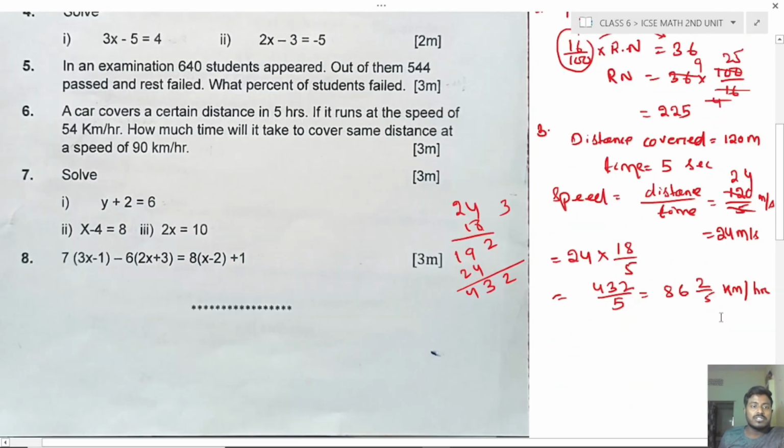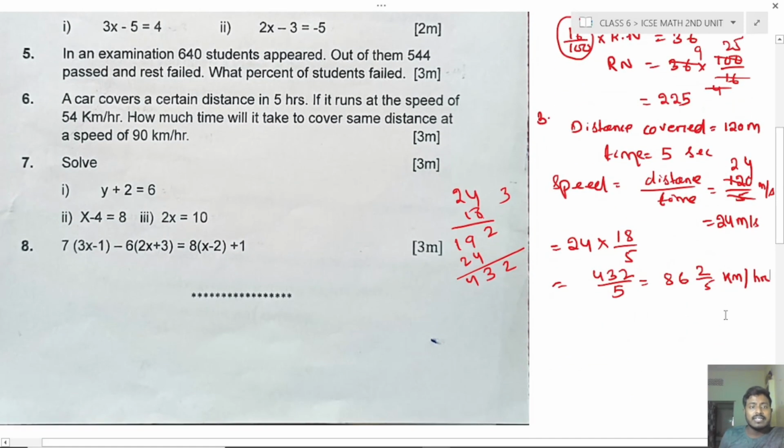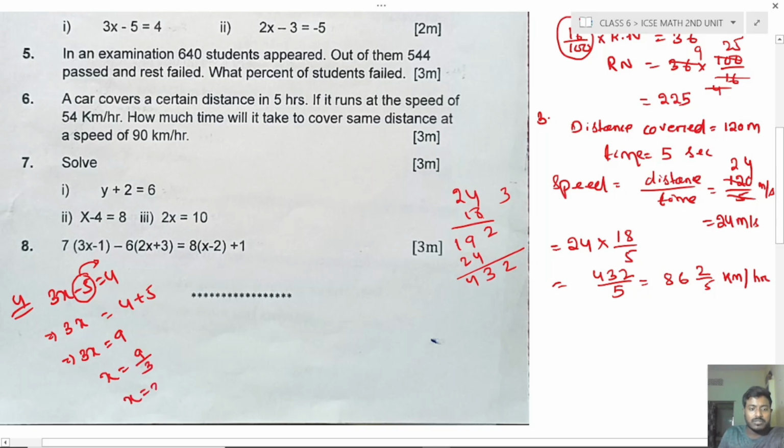Next, question number 4. So how to solve question number 4? The question is 3x minus 5 equal to 4. Then we can write 3x is equal to 4 plus 5, because on the left side 5 is subtraction, when it goes to the right side it becomes addition. So 3x equal to 4 plus 5, that implies 3x equal to 9. So x equal to 9 divided by 3. So x equal to 3.